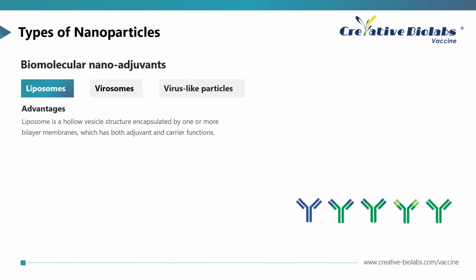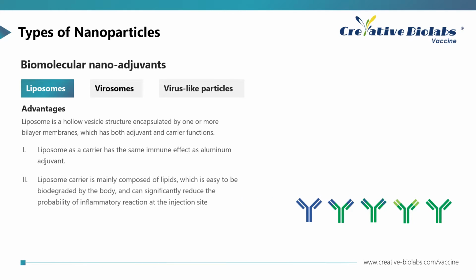Liposome is a hollow vesicle structure encapsulated by one or more bilayer membranes, which has both adjuvant and carrier functions. It can promote the intake of antigen by APC, thus enhancing the immune effect. The use of liposomes as immune adjuvants has unparalleled advantages over other adjuvants. 1. Liposome as a carrier has the same immune effect as aluminum adjuvant. 2. Liposome carrier is mainly composed of lipids, which is easy to be biodegraded by the body, and can significantly reduce the probability of inflammatory reaction at the injection site. 3. Liposome as a carrier can encapsulate a large number of antigens, and has a strong repository effect.